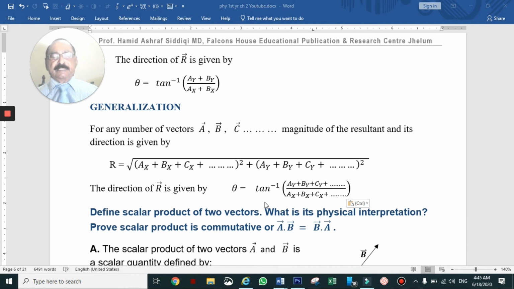Similarly, we can generalize the result for many vectors. If you are given with A, B, C and so on vectors, we can find out the sum of all the x components of all the vectors. Similarly, sum of all the y components of all the vectors whole square.